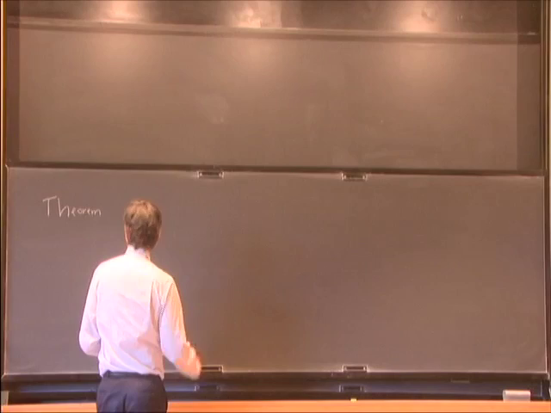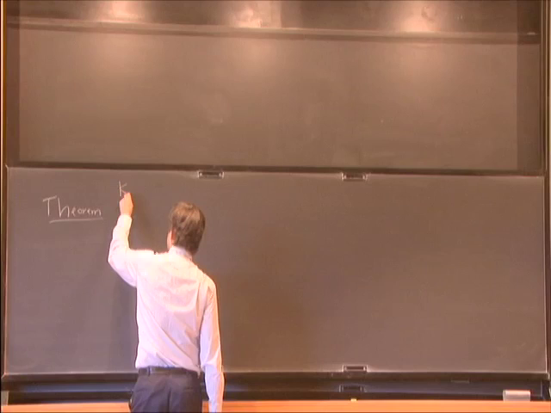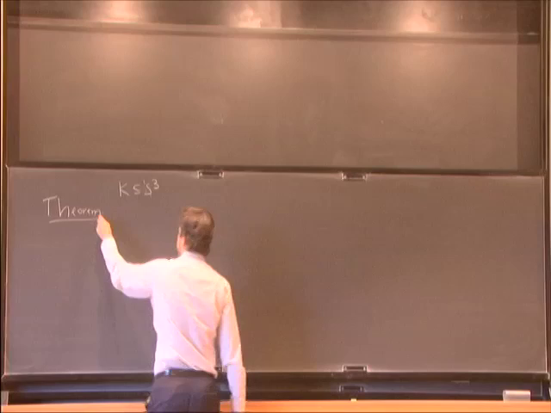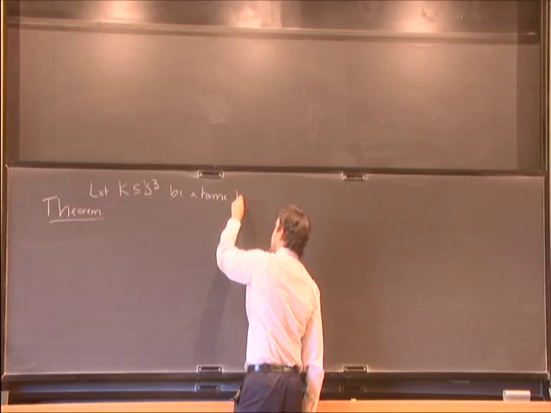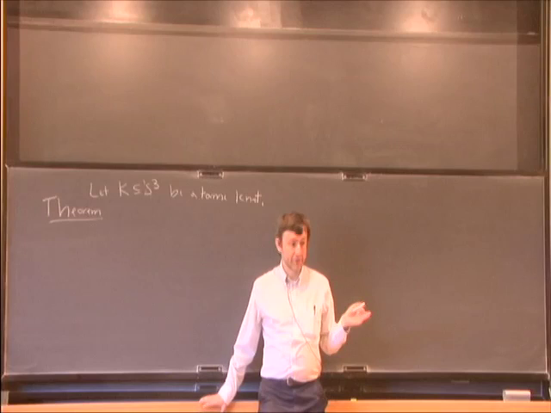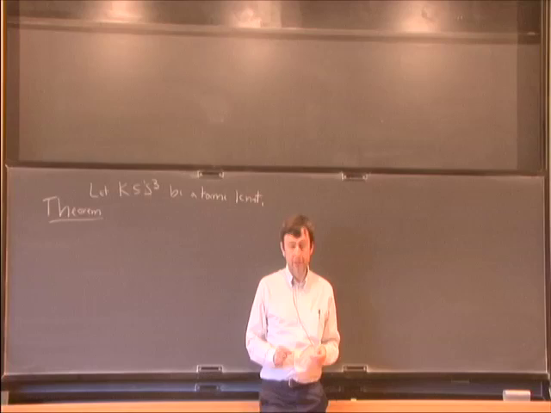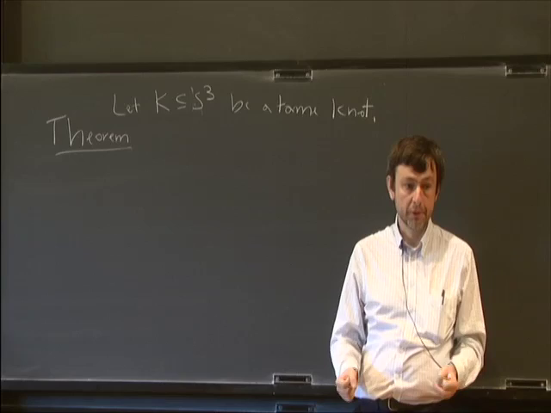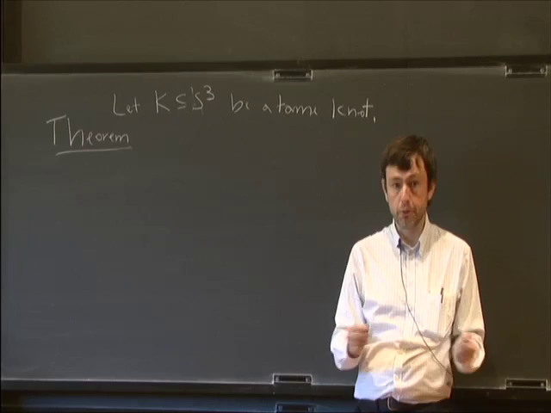Theorem. I don't know whose theorem this is, but it doesn't matter right now. So let K in S3 be a tame knot. Okay. Here is some topology that you may not have seen: what the word tame is for. The knots that you think of are the knots that actually can be thickened to a rope. So the term for that is can be collared, or has a tubular neighborhood.